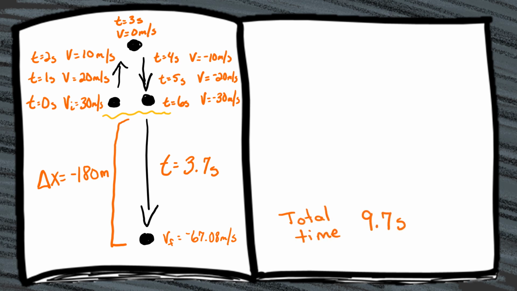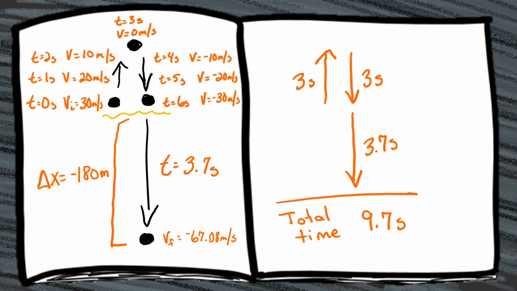That's right, Alex. It would take a total of 9.7 seconds for the penny to hit the water at the bottom of the well, since we determined that it would take 3 seconds for the penny to go up in the air, achieving the highest point possible, in which its velocity was 0 meters per second. Then it began its descent back towards the well, taking another 3 seconds, and then we calculated that the total time from the top of the well to the bottom would be 3.7 seconds, resulting in a total of 9.7 seconds that the penny was in the air.